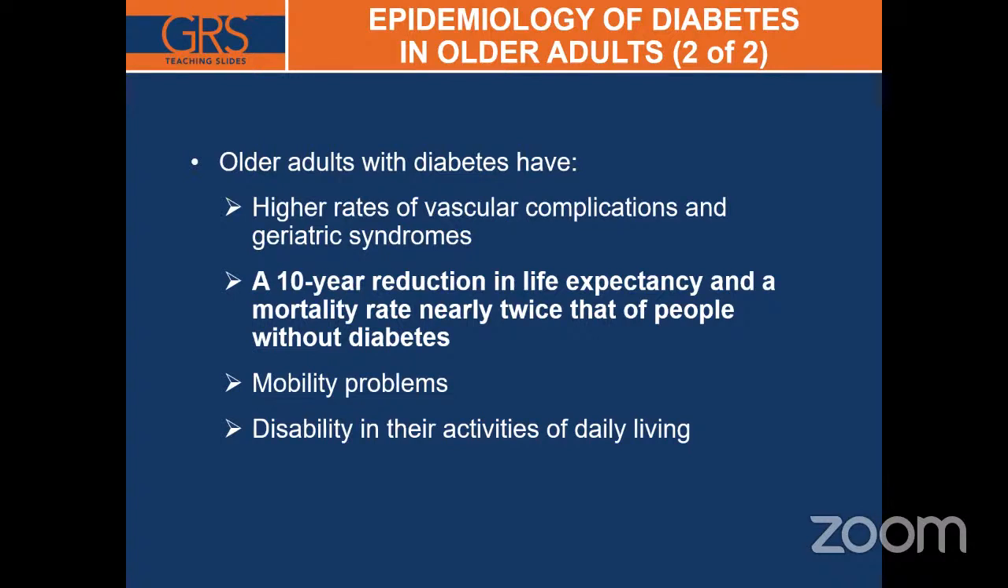Some of us may ask, what is a geriatric syndrome? Geriatric syndromes are multiple comorbid issues that occur in the geriatric population, like dementia, dehydration, depression, delirium, incontinence, vertigo, and falls. All these are called geriatric syndromes. There is also a 10-year reduction in life expectancy and a mortality rate nearly twice that of people without diabetes, along with mobility problems and disability in activities of daily living.